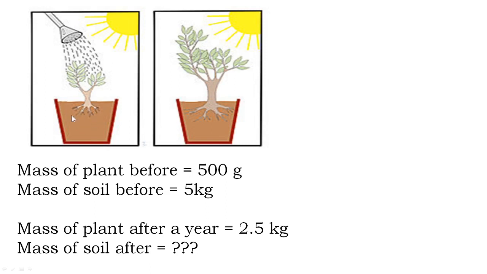Let's say the plant is about 500 grams. The mass of the plant is 500 grams. And the mass of the soil before is 5 kg.